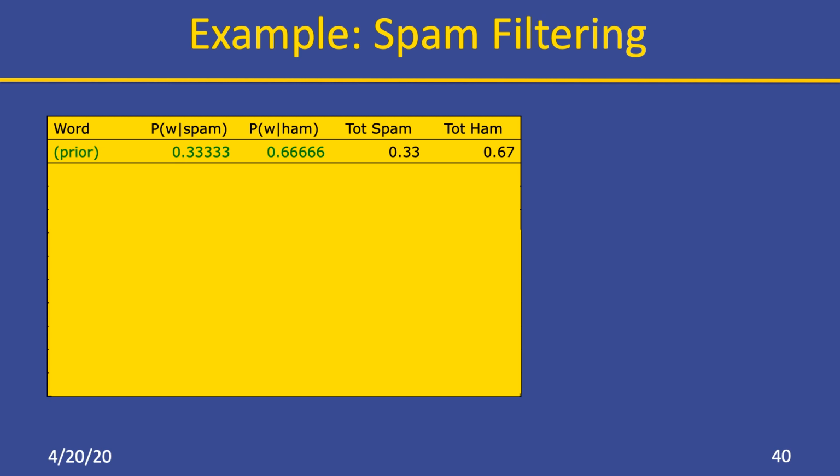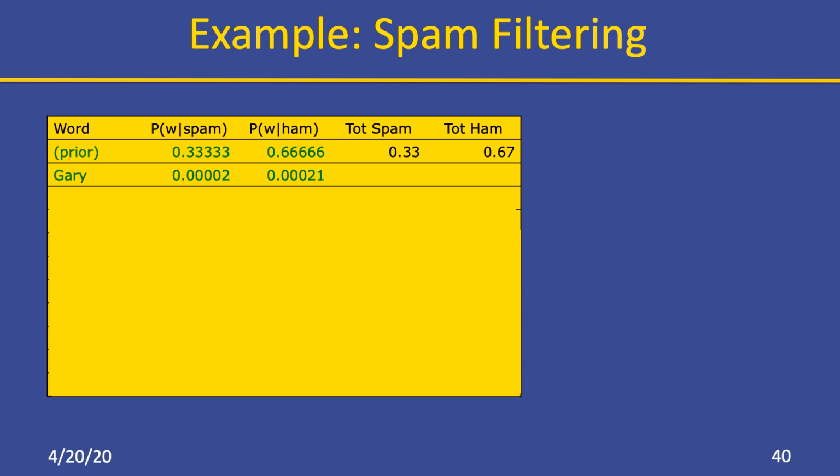So initially, before we even read the message, we have our prior probabilities. We know that 1/3 of the messages are spam and 2/3 are ham. So without looking at any word, there is a 66% chance that our message is ham. So this is our prior. This is the probability of the parent. This is the probability of the label.